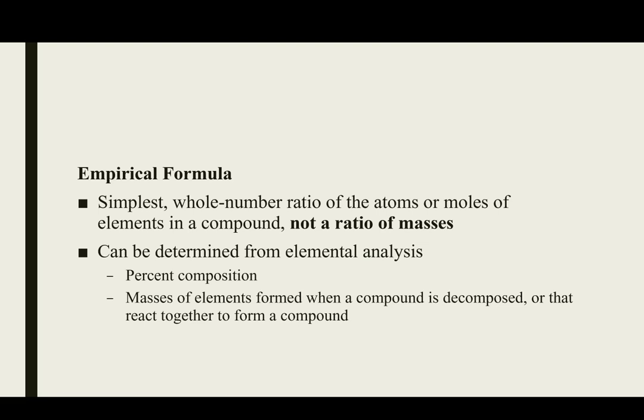The empirical formula, again, is the simplest whole number ratio of the atoms or moles of elements in a compound. It is not a ratio of masses. You can actually calculate an empirical formula if you are given percent composition of the compound, or if you're given the masses of the elements formed when the compound decomposed or that react together to form a compound. So let's look at how to do that.